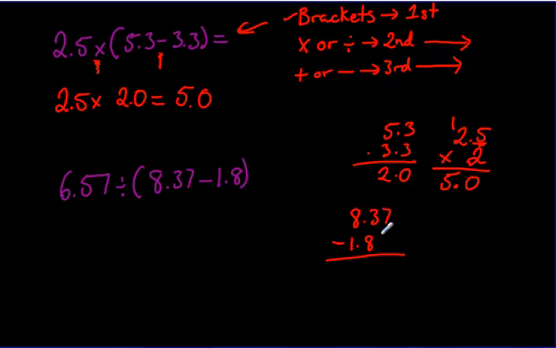I'm going to put a 0 here as a placeholder. 7 take away 0 is 7. 3, I can't take away 8 from 3, so I have to borrow. So 13 take away 8 is 5. And 7 take away 1 is 6. So my answer here, when I go 8.37 minus 1.8, is 6.57. And now I write this part down: 6.57 divided by 6.57.